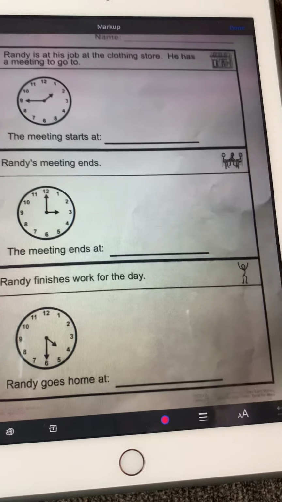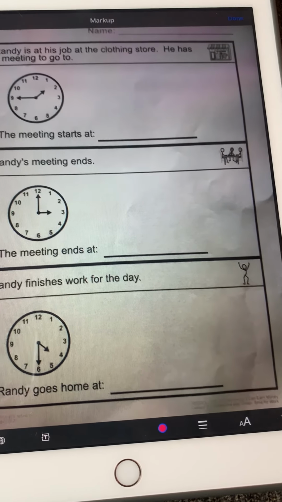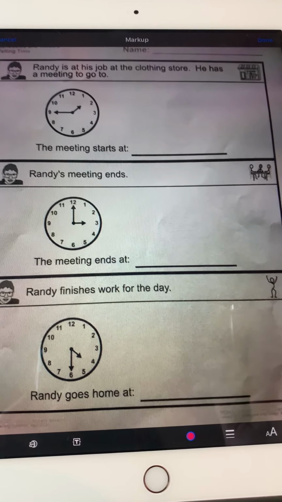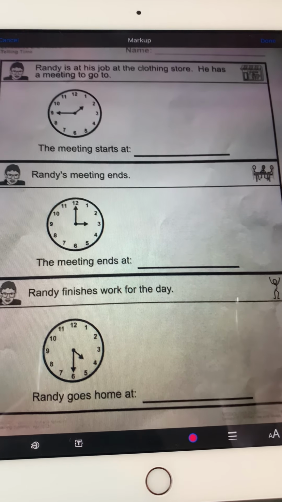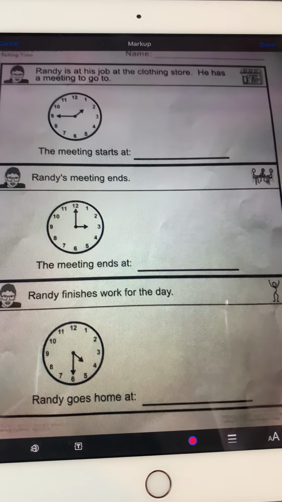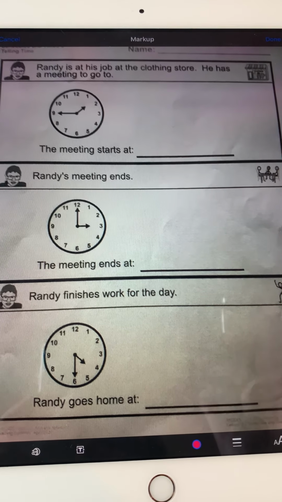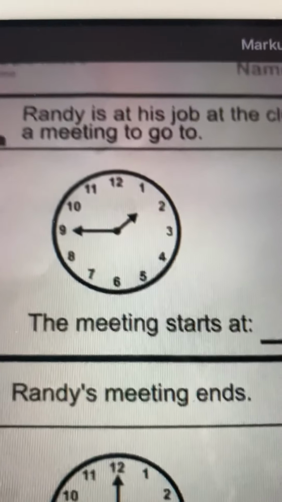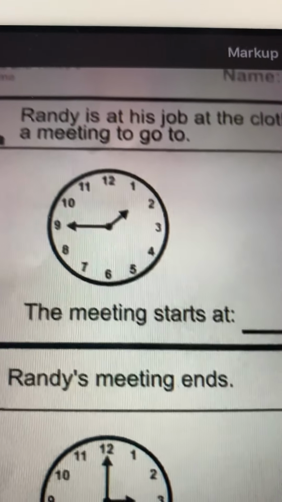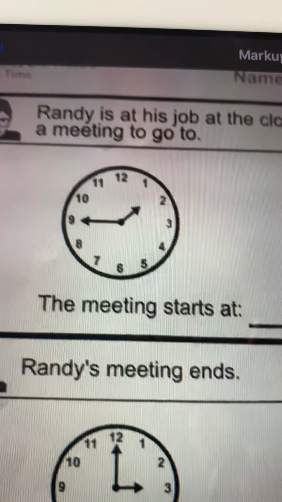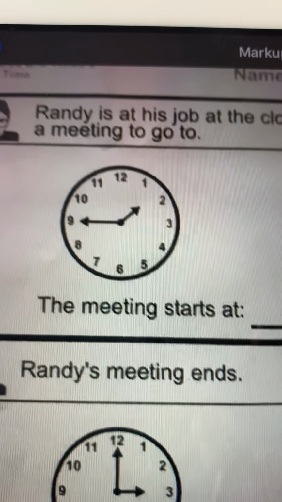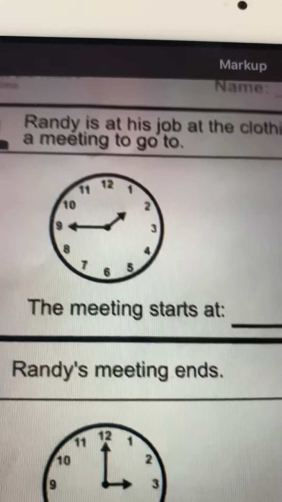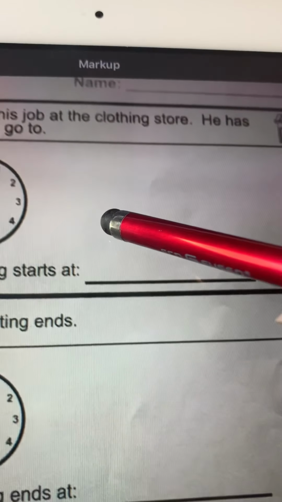Once again, we're working on time. And this one reads, Randy is at his job at the clothing store. He has a meeting to go to. His meeting starts at, and we have to read the clock and write the time. So let's get close up on the clock. Okay. The little hand is not pointing on the 2 right now. So it's technically still 1. So over here we're going to write our 1.